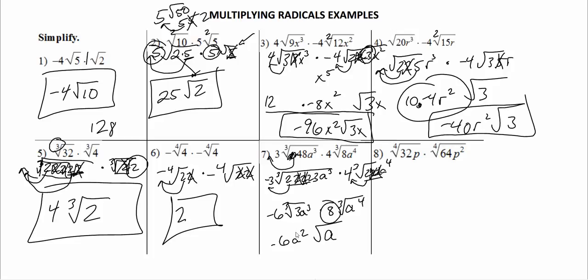And then I still got the 8 there as well. So this is being multiplied by 8. So my answer is negative 48a squared third root of a. Sorry, I keep forgetting the 3. Don't forget the 3, please. That'll be marked wrong. Okay.